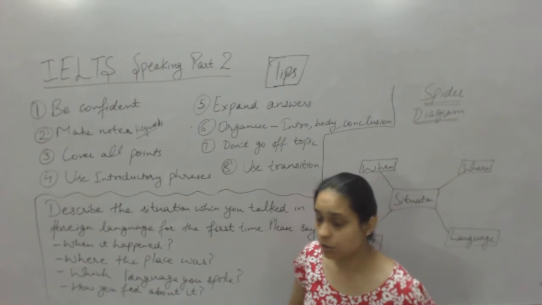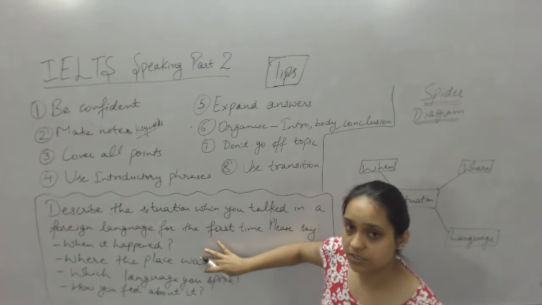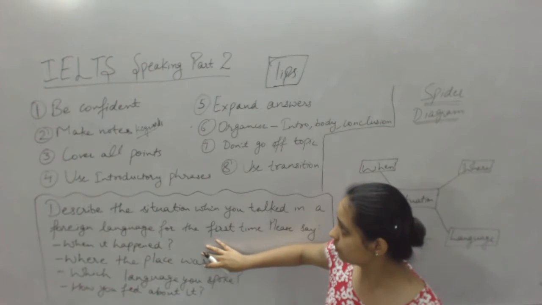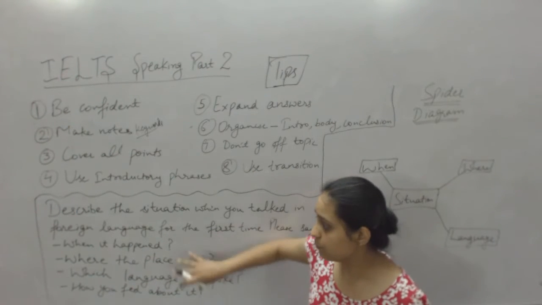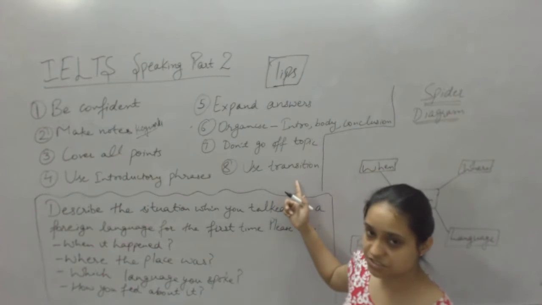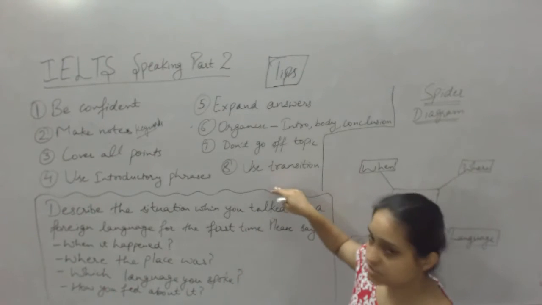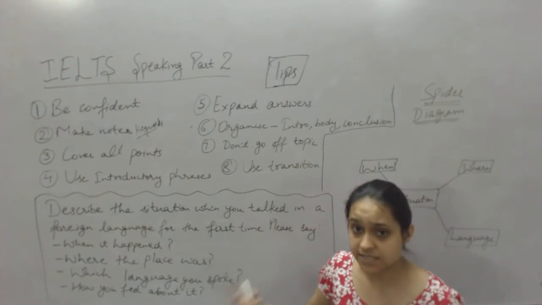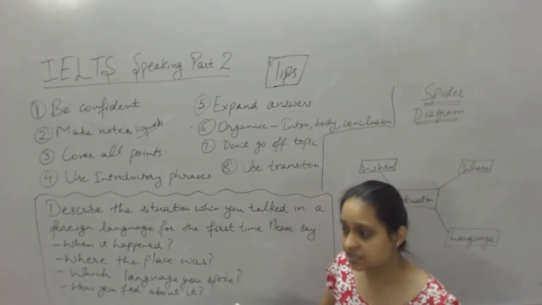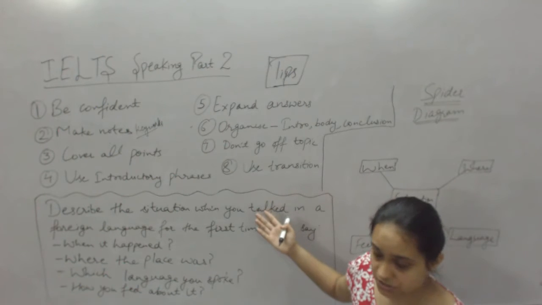Next is don't go off topic. You should remember that you have to describe only the stated thing that you are given. Don't describe anything beyond this topic. Okay? The next is use transitions. While you are organizing your speech, you have to use transitions by saying firstly, secondly, after that, next and finally. You have to organize it using transitions.